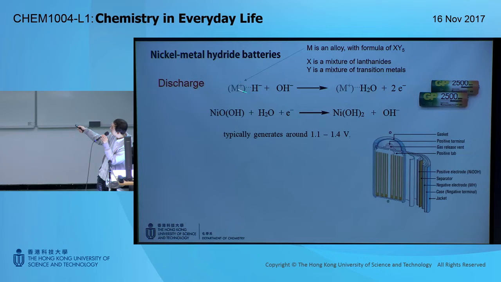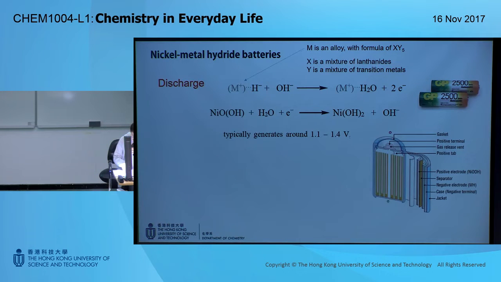And then the metal forming the positive ion is not a single metal, but is made up of a mixture of metals, usually an alloy, with a formula of XY5. So you have 2 different metals or even more, in the ratio of 1 to 5. So it's not really a compound here, but an alloy, a mixture of metals. X in XY5 is basically a lanthanide, the one with the lower ratio, the elements in the bottom part of the periodic table. And then Y is a transition metal, which could be iron or cobalt or nickel.